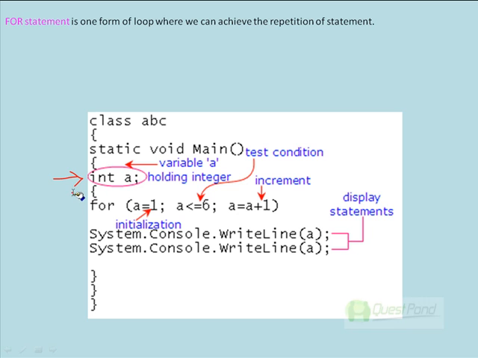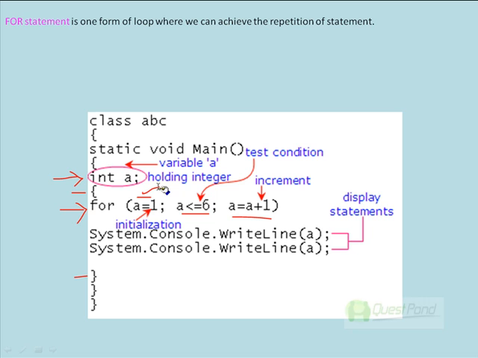The very next line after int a is written with open and close braces. In between these open and close braces, we have written the for statement. This for statement has three things. The very first is initialization, thereafter it has a test condition, and thirdly the increment. We will see one by one how it works. First the declaration is done, that a is holding the value 1.